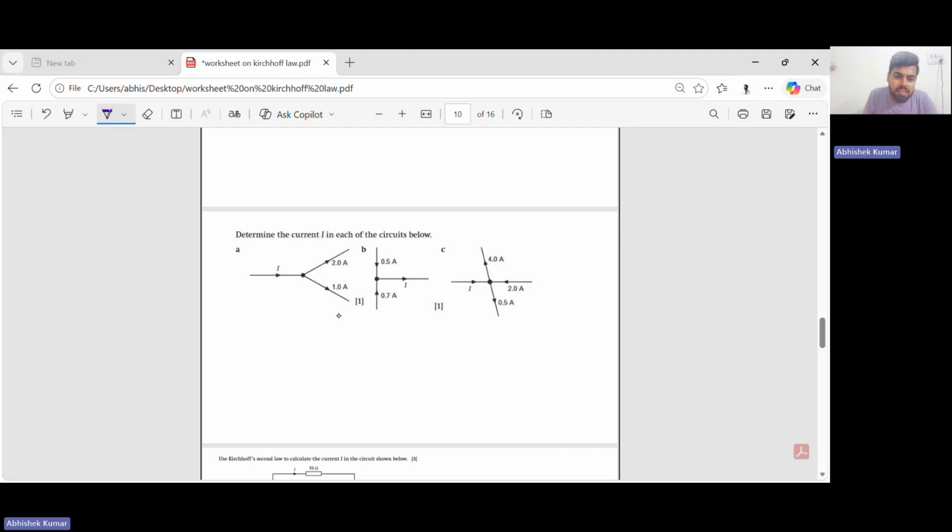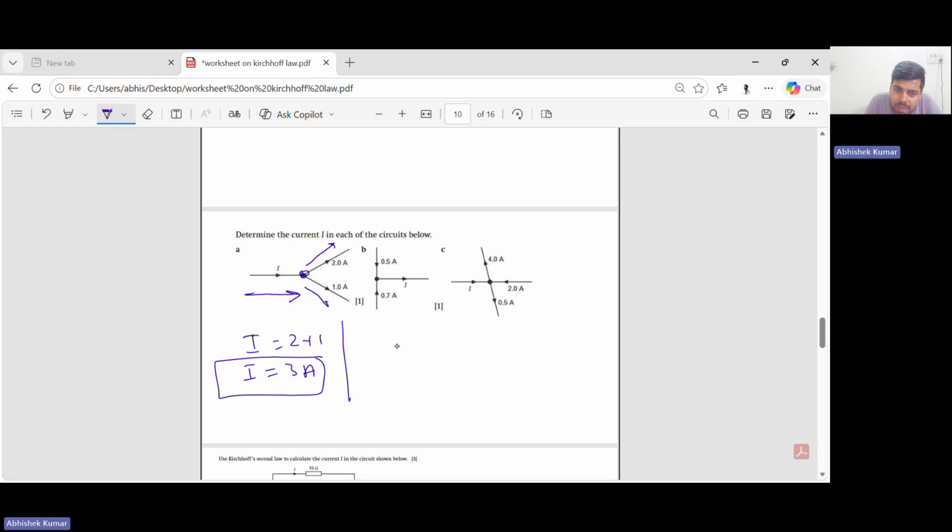Before we start anything, suppose I want to know how much current is here, what is the value of I? You just see, this is inward, but from here we are leaving outward. The incoming current is equal to the outgoing current. I is equal to what? 2 plus 1. So what you got from here? I is equal to 3 ampere. Clear?